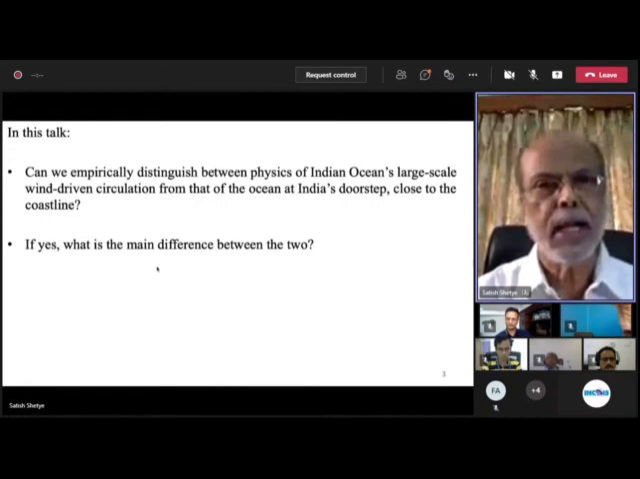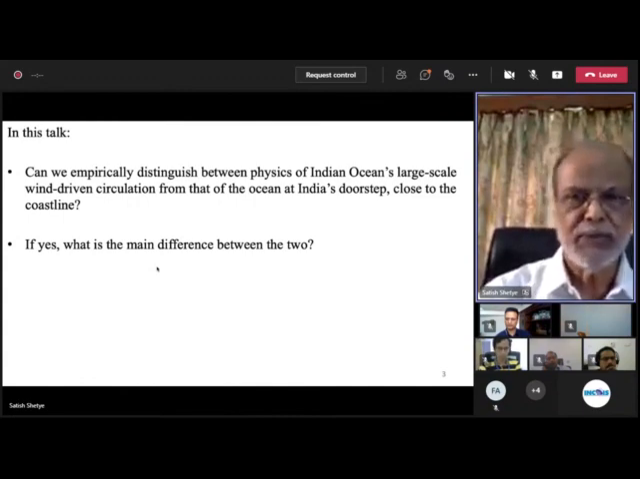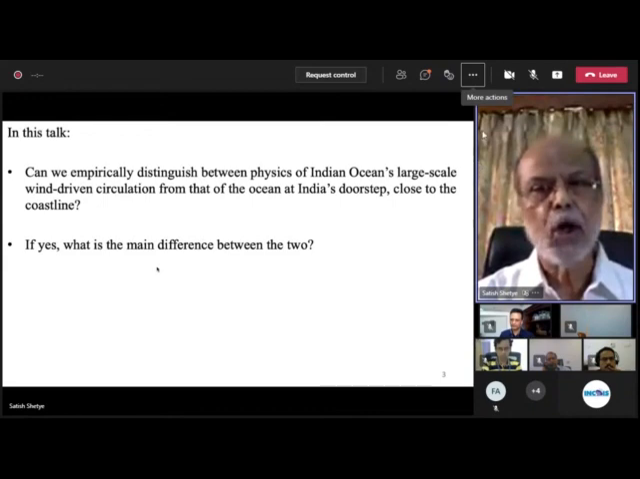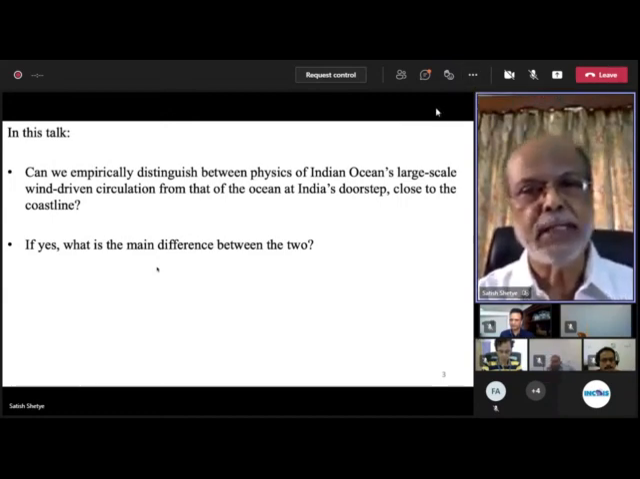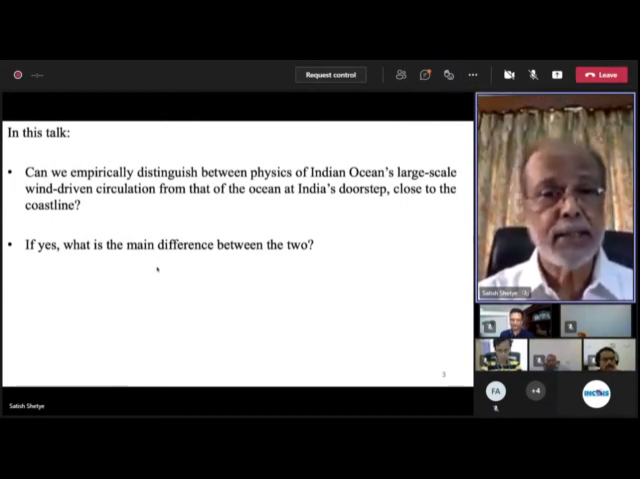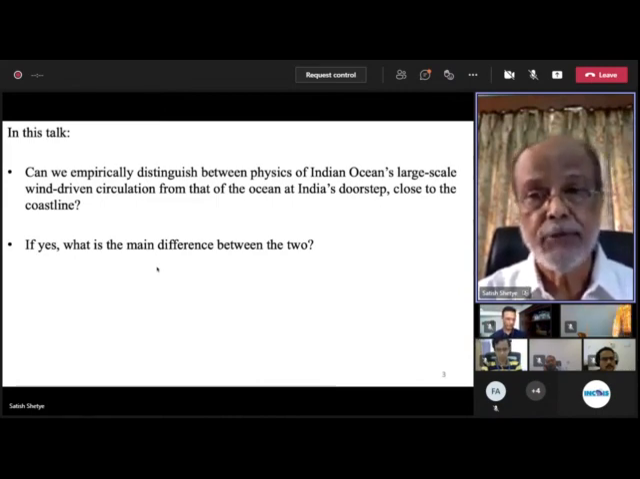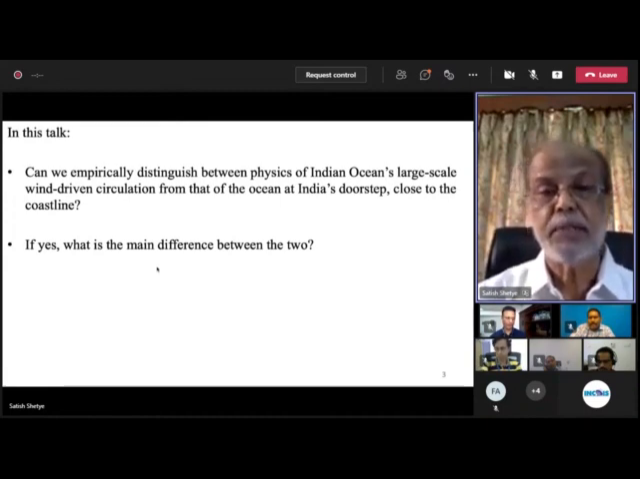Things started changing after the field matured in the country, and after people started asking very specific questions, like when will a storm surge arrive at India's coastline? What will be the impact of a certain event in the wide ocean on the region of the shelf, which is very often taken to be less than 200 meters deep? When you ask this question, it becomes necessary to ask how the region close to the coastline is different from the region in the open sea, or is it different at all? If it is different, what are the main differences between the two?